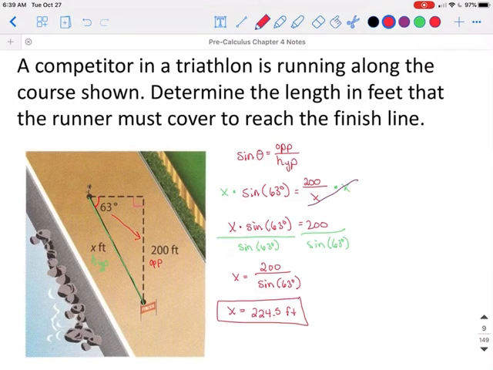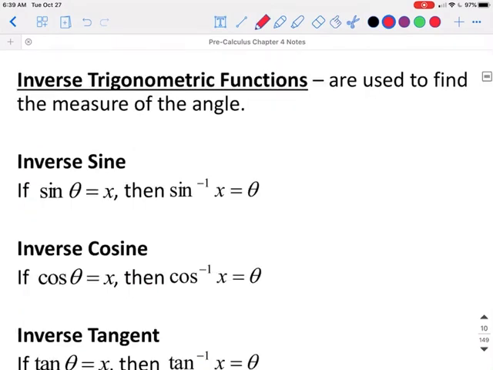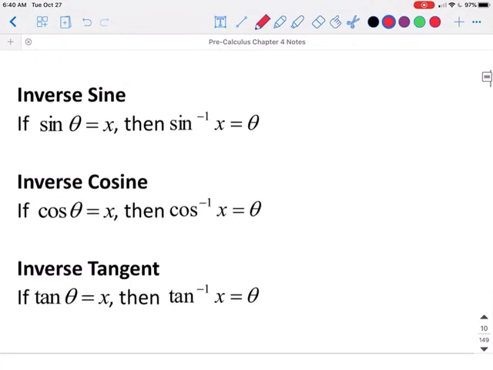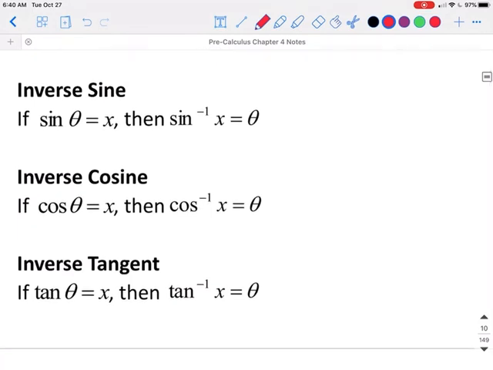So far in these problems, we have known the angle and we've been looking for a missing side. But it is possible that we can know sides and have to find the missing angle. To do this, we need to use the inverse trigonometric functions. So we can use the inverse sine, which looks like sine to the negative 1 of x, inverse cosine, or inverse tangent. So if I know that the sine of theta is equal to 3/4.